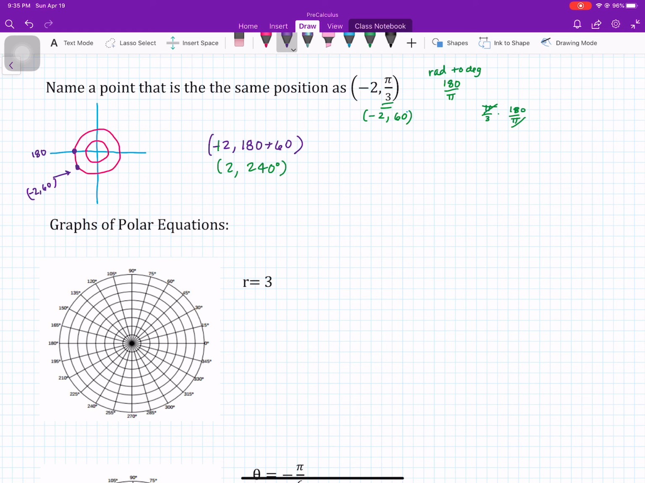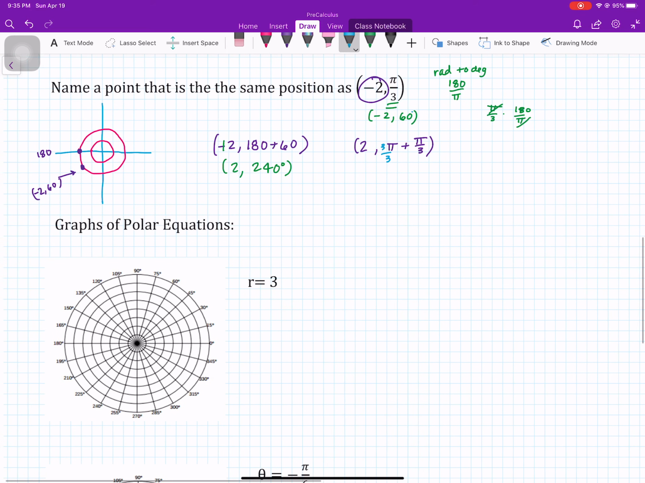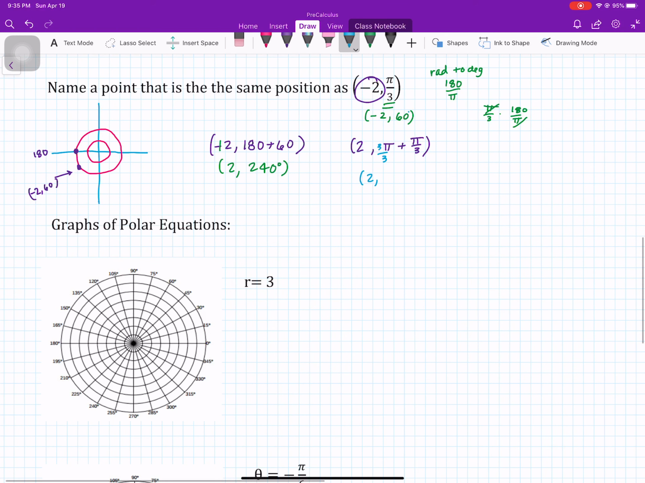So remember that 180 is just pi. So you could take pi, you could make this positive, and then take pi and add on 3 pi over 3. Remembering that you would need common denominators. Let's write that in a different color. When you add those two, 3 pi over 3 plus pi over 3 would be 4 pi over 3.